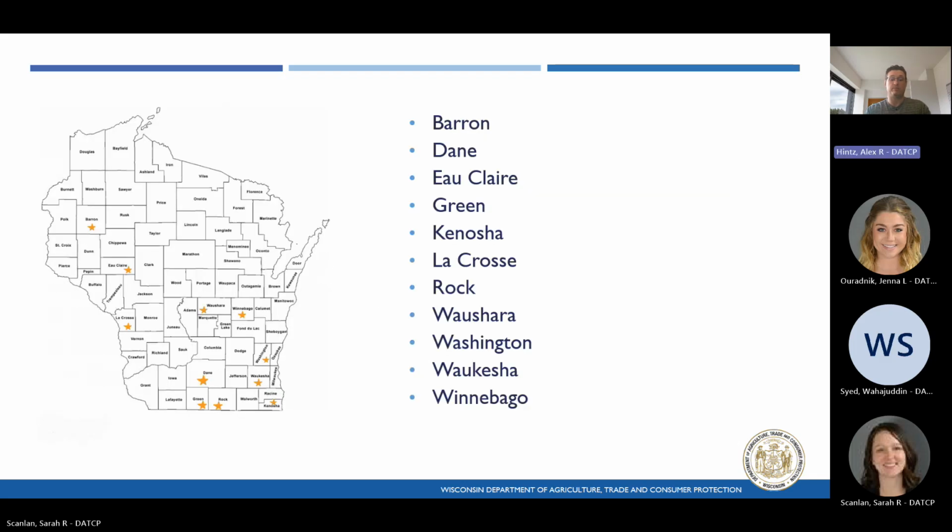Wisconsin had 11 outbreaks which were determined to be foodborne in 2024. Each county listed having one outbreak in their jurisdiction. The stars on the image of Wisconsin indicate where each of the outbreaks occurred.